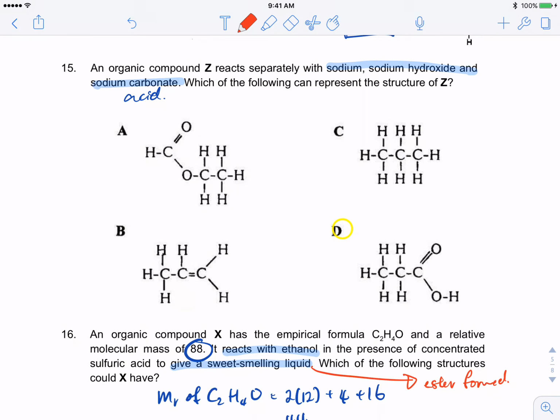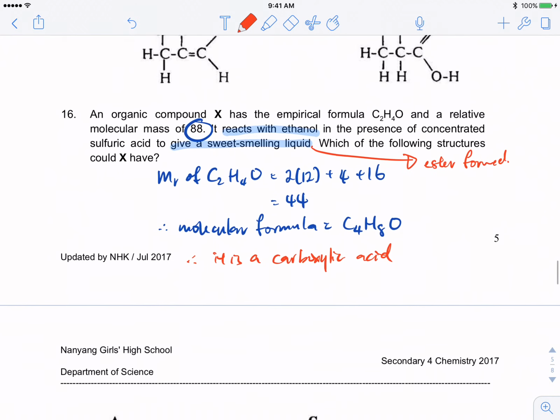Question 15. An organic compound Z reacts separately with sodium hydroxide and sodium carbonate, which means that Z is an acid again. Which of the following can represent the structure of Z? Just look for the one with the acid group, answer is D.